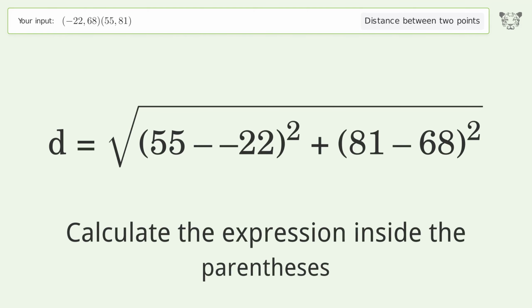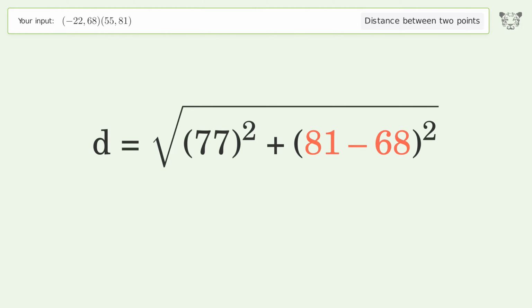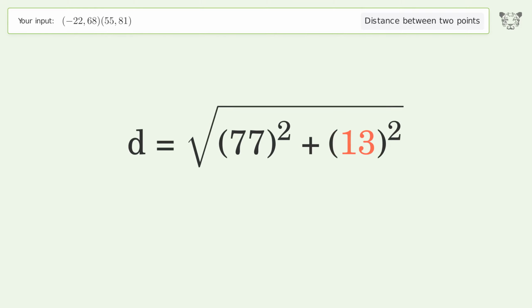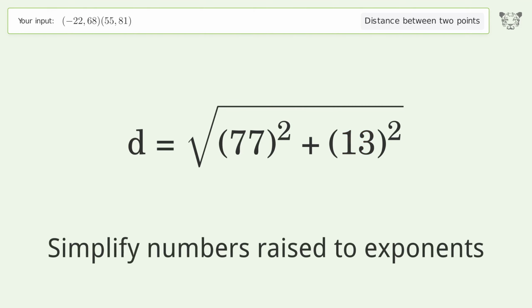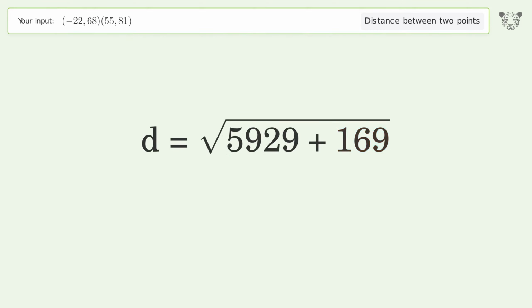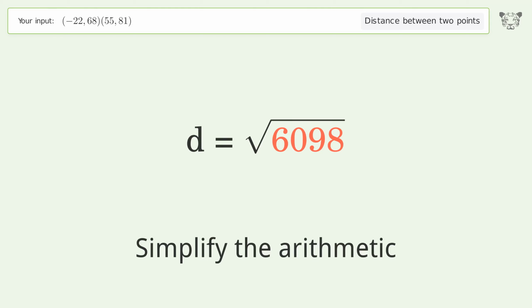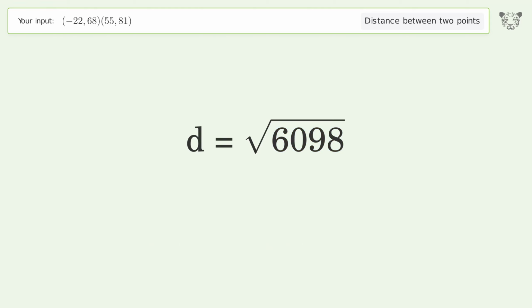Calculate the expression inside the parentheses. Simplify numbers raised to exponents. Simplify the arithmetic. And so the distance between the 2 points is the square root of 6098, or 78.09.